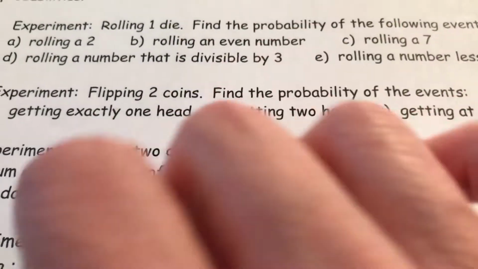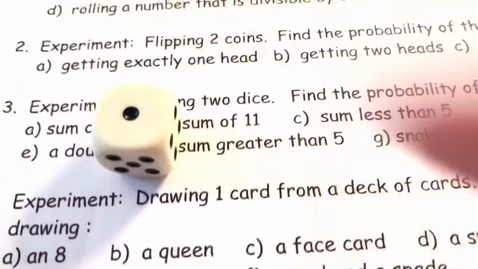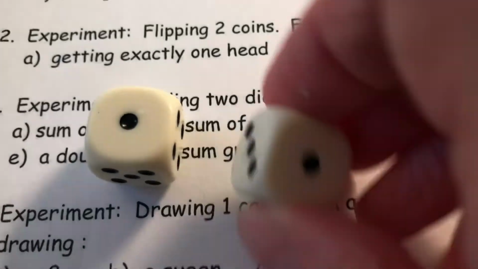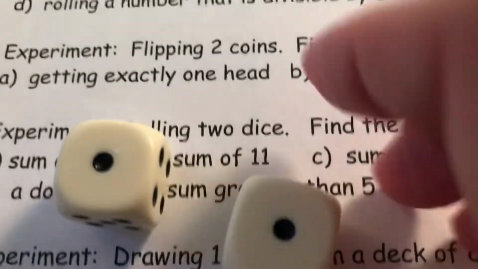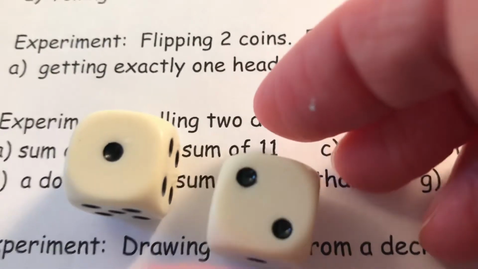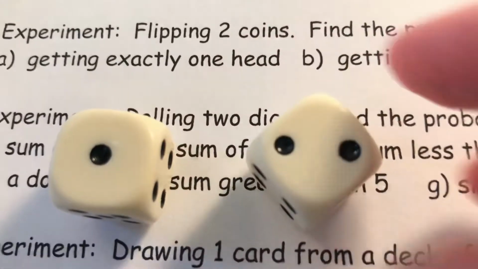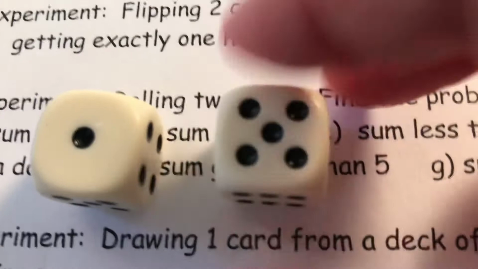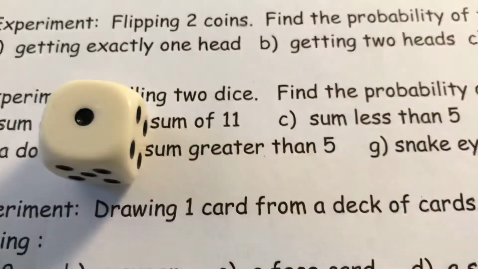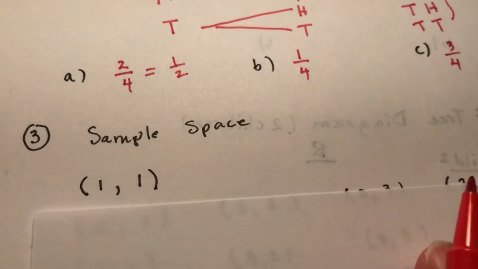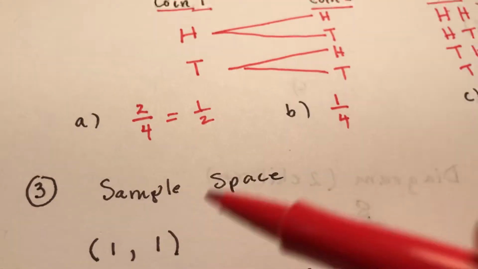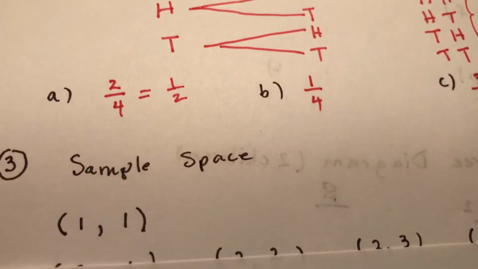If I look at my first die and I'm looking for a 1, what I could get in my sample space is a 1-1, a 1-2, a 1-3, a 1-4, a 1-5, or a 1-6. All right, so I'm going to write that up. So I have number 3, my sample space, and this is the tradition. We actually write them as ordered pairs to keep them separate.